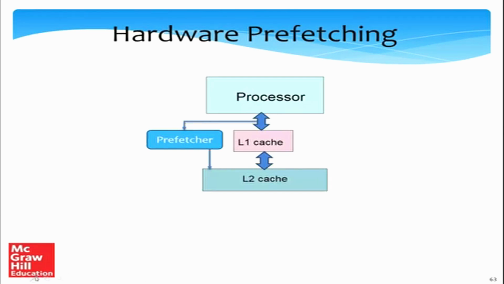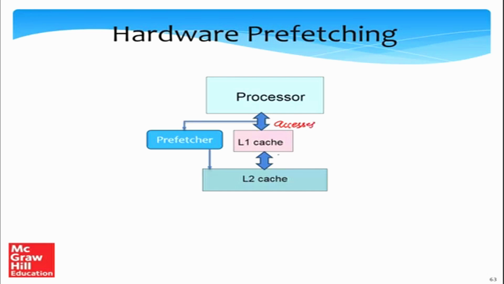Now let's consider hardware prefetching. In hardware prefetching, we have a prefetcher that can take a look at two pieces of information. It can either take a look at, let's say, the accesses to the L1 cache. So that's one thing that it can look at.